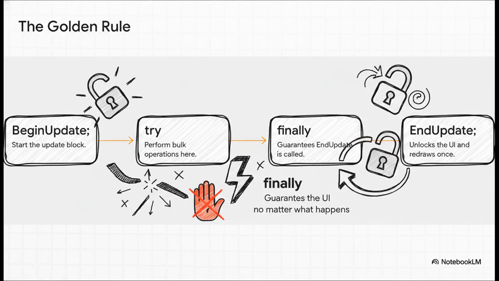Okay, everybody lean in. If you remember absolutely nothing else from this explainer, remember this slide. This is the golden rule. You must, always, wrap your update code in a try finally block. Why? Think about it. If some error happens while you're adding your items, your code could crash and jump out of the procedure. If that happens, EndUpdate never gets called, and your component is now permanently frozen. The finally block guarantees, no matter what, that EndUpdate will be called. This is completely non-negotiable if you want to write stable professional code.